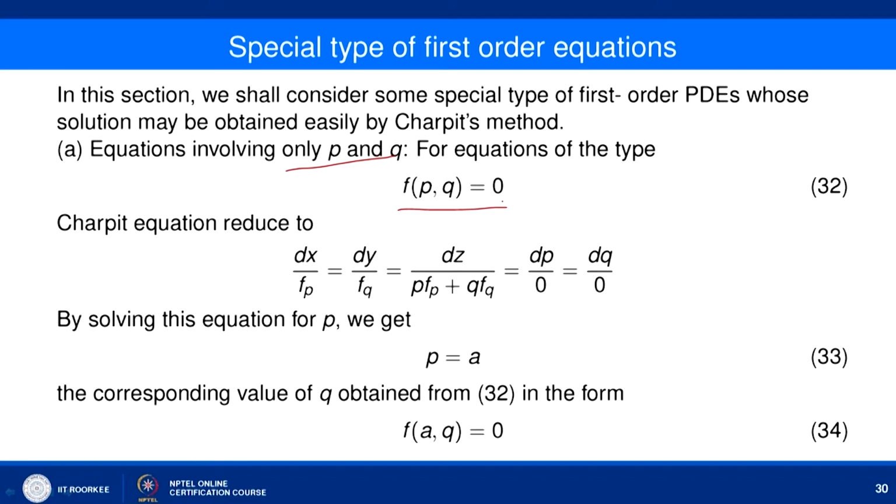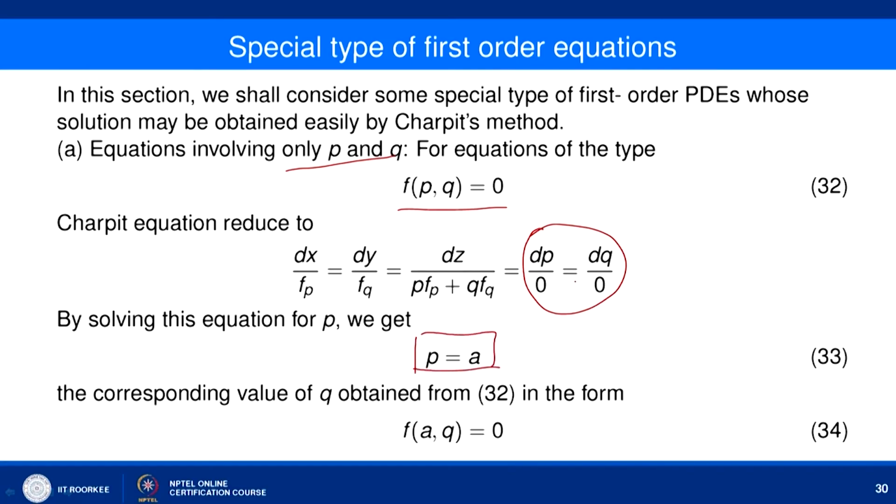So if we have f(p, q), then in this kind of equation you have a simpler way to solve this, but let us use the Charpit method to find out that simpler way. So here your Charpit equation reduces to dx upon fp equal to dy upon fq equal to dz upon p fp plus q fq equal to dp upon, here fx is 0, fz is 0, so dp upon 0 and dq upon 0. So here you can say that this simply means that your p has to be a constant.